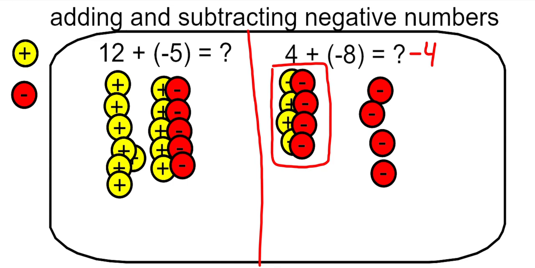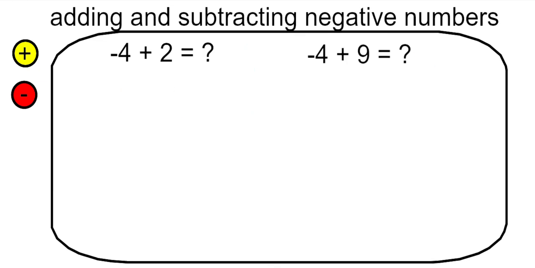Okay, let's check a couple more. This time we're starting off with a negative number. We have a negative 4 plus 2. So just like before, we need to start off with what we actually start off with. But this time it's a negative number. So I want to start with 4 negatives: 1, 2, 3, and 4.